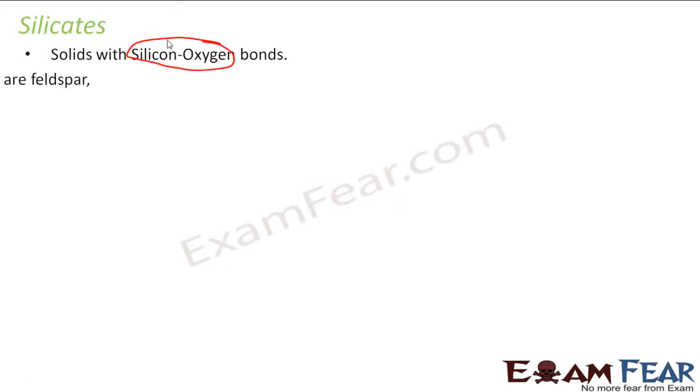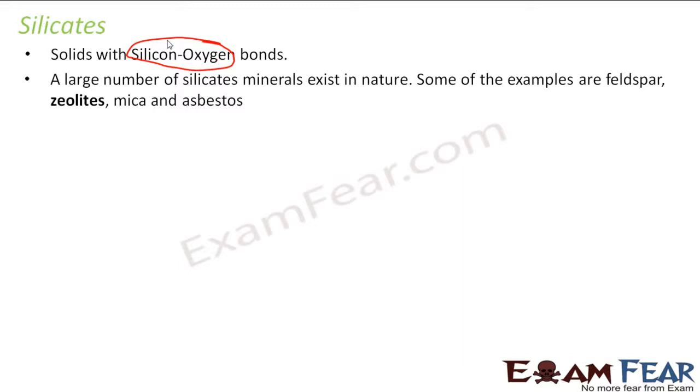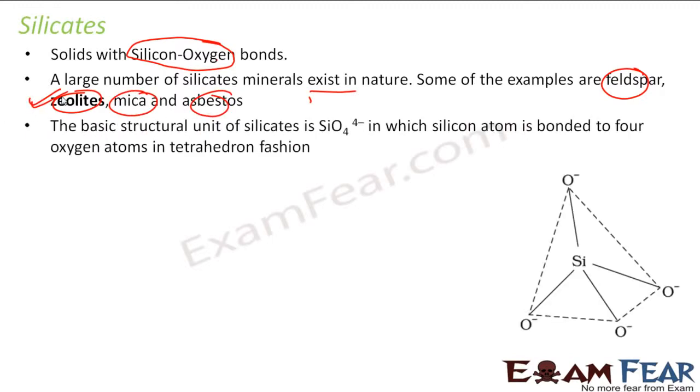Let's talk about another important compound of silicon, that is silicates. So what are silicates? Silicates are nothing but solids with silicon oxygen bonds. Please note, a silicon oxygen bond has to be there, right? And a large number of these silicates exist in nature. Example: feldspar, zeolite, mica, asbestos. We'll discuss more about zeolites in the next slide, right? So if you see, the basic structural unit is SiO4 4-. All these oxygens have negative charge, so the whole thing has -4 charge because there are 4 oxygens, and this is the shape in a tetrahedron fashion.